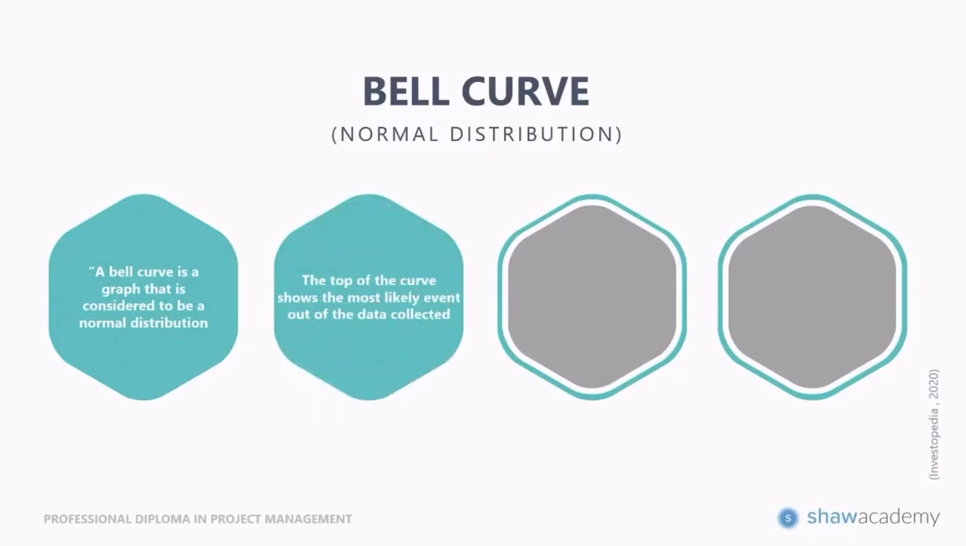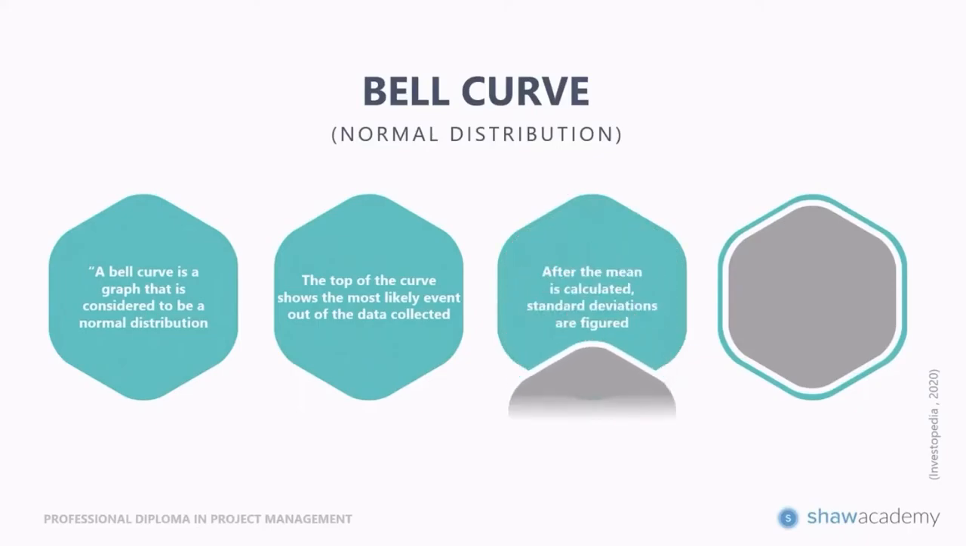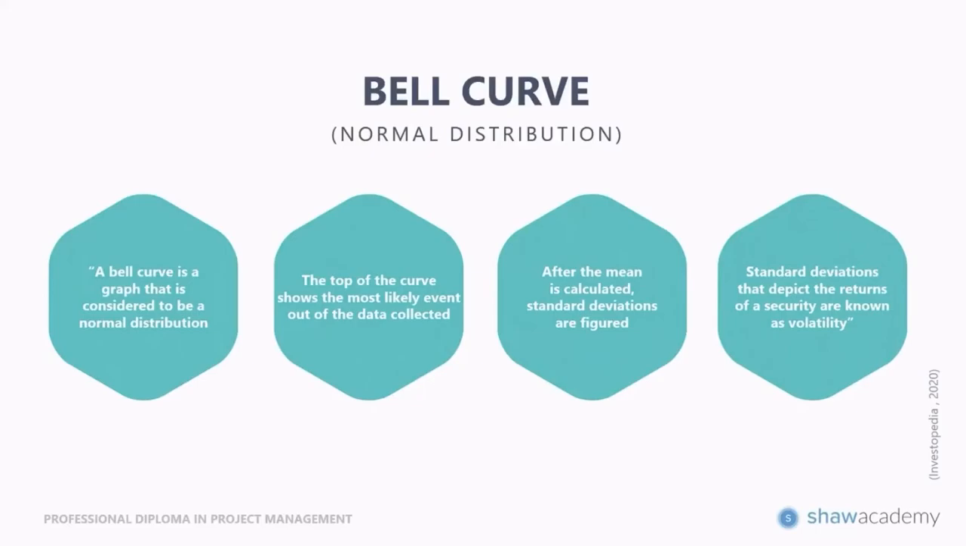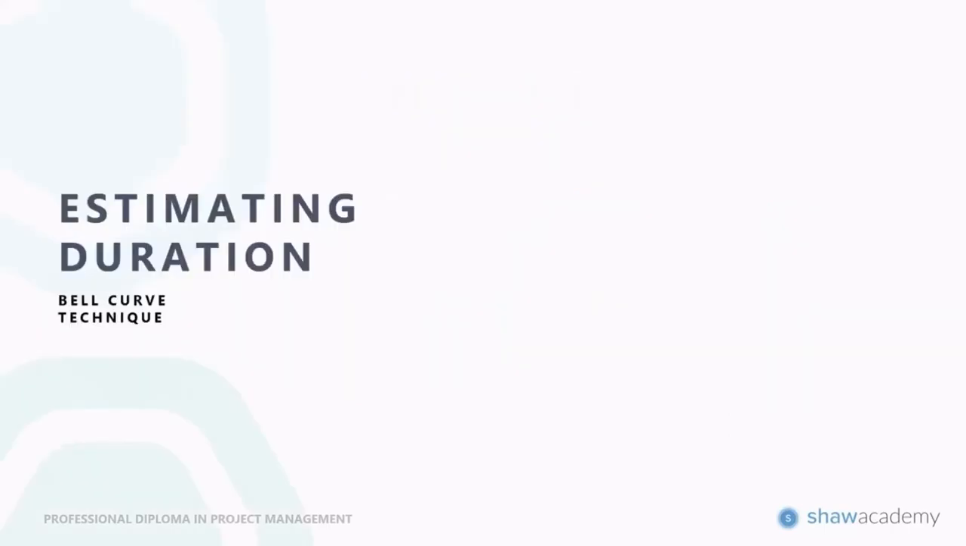The top of the curve is going to show you the most likely events, or the most likely thing to happen from any data that you've gathered. Then after you've calculated your mean or average, you can then apply your standard deviations. Now what a standard deviation is, it depicts the return of a security, and that is known as volatility. So what are the chances, what are the other outcomes that could happen if you don't achieve your mean? Let's look at this in the context of the meeting we've been planning with our work breakdown structure.